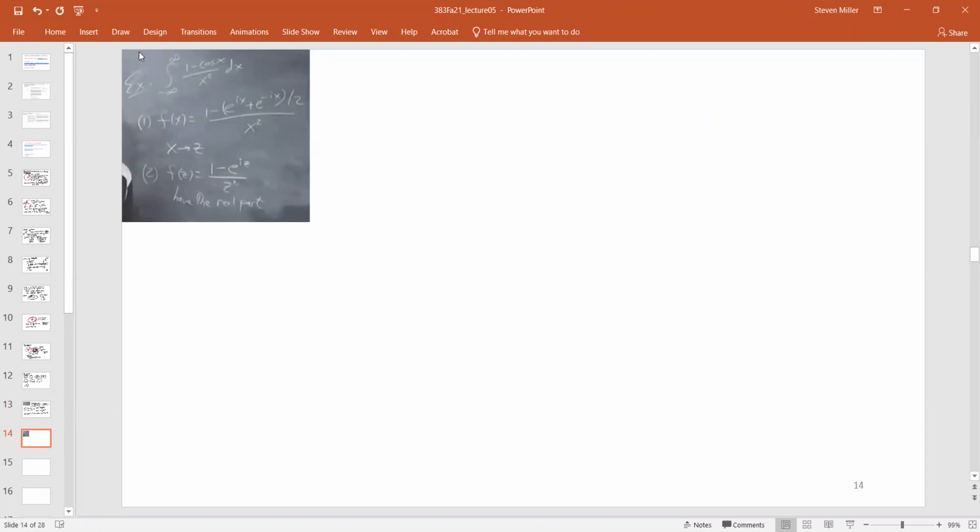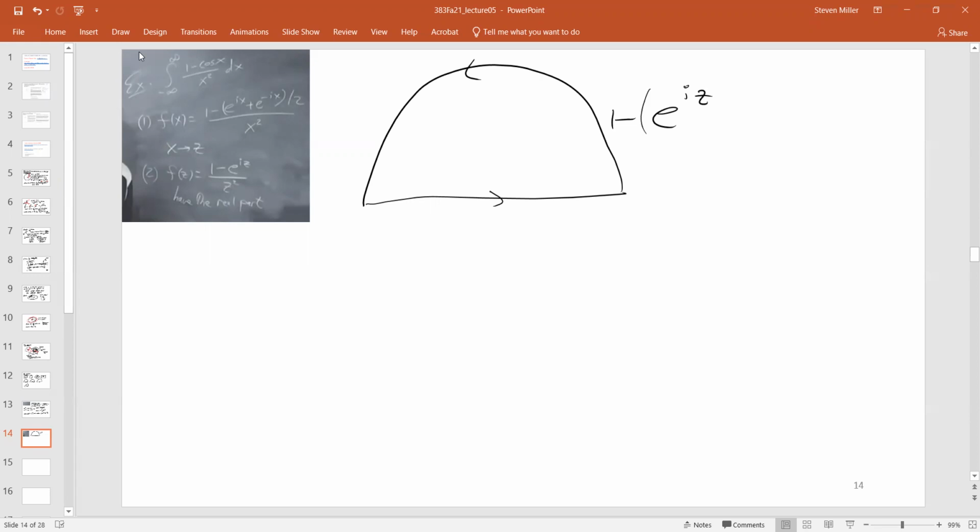So imagine I choose some kind of curve like this. And I've got 1 minus e to the iz plus e to the minus iz, over 2, over z squared. That's the function I want to integrate. Well, the problem is, what's going to happen as we get very, very close to the origin? What does this look like?